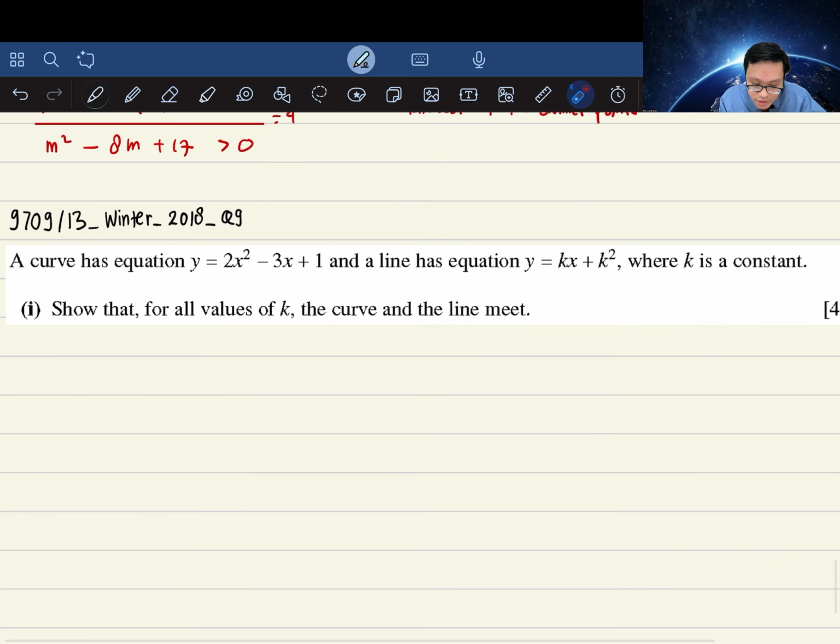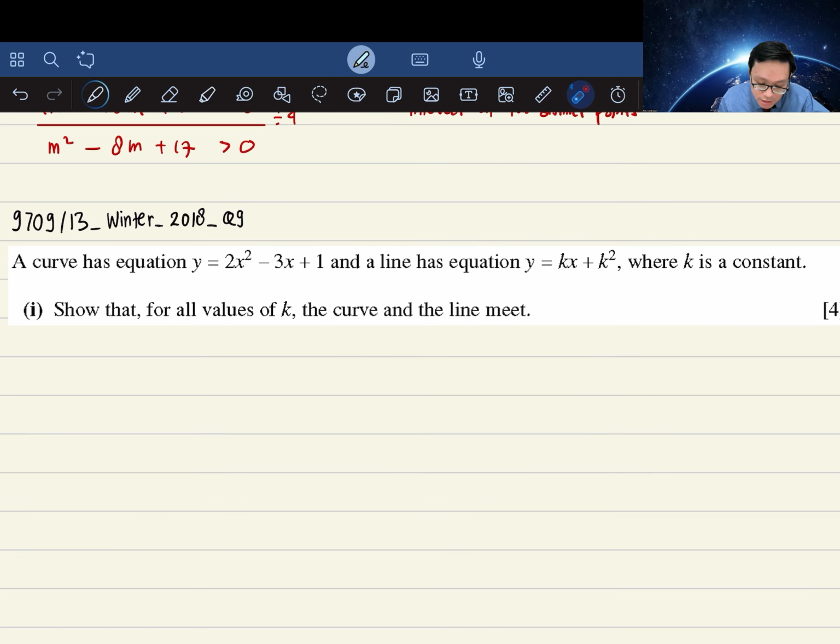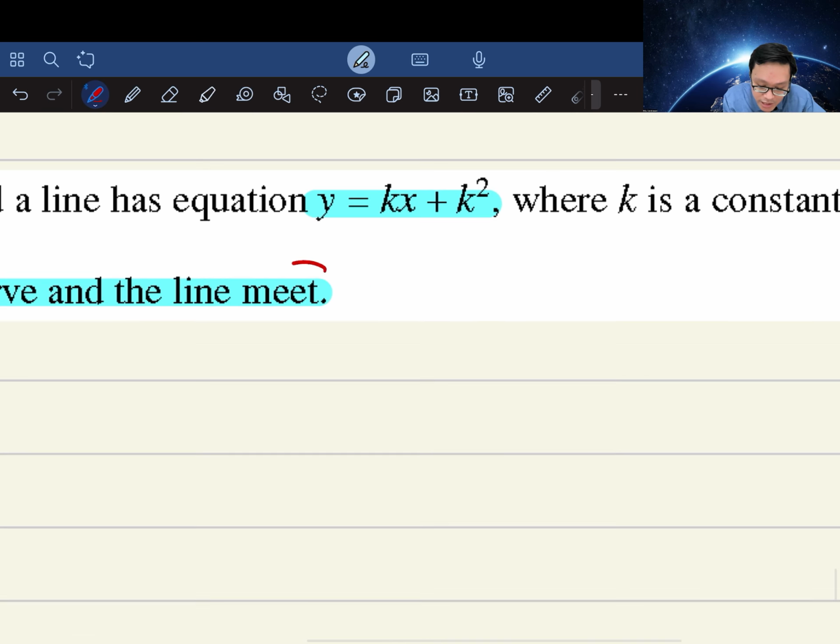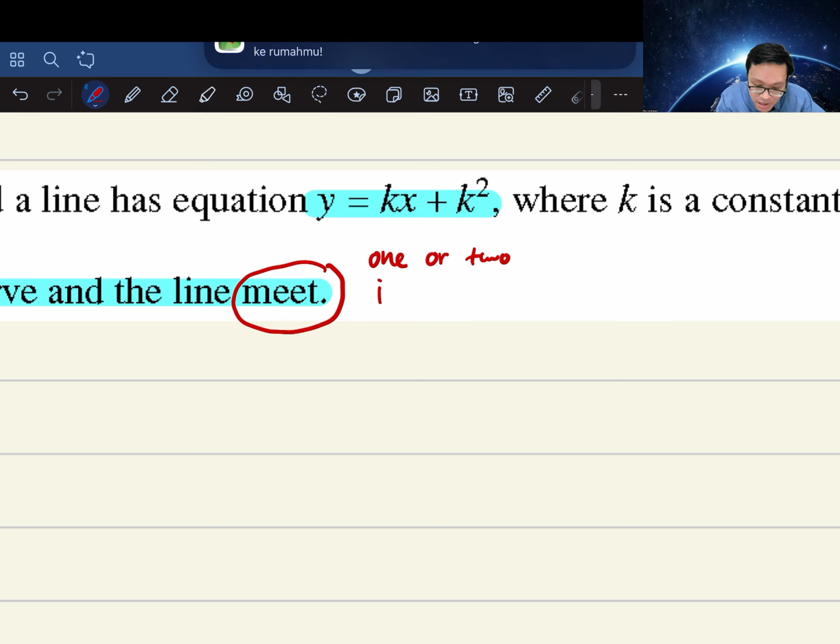Now, the last question here, it's the same type of question. It's typical. We have a curve and a line. And once again, we don't want to find all values of m. We want to show that the curve and the line meet. So how do we show that the curve and the line meet? Be careful here. Meet means that either they have one intersection or two intersections. Whether they have one or two intersections, the line will meet.